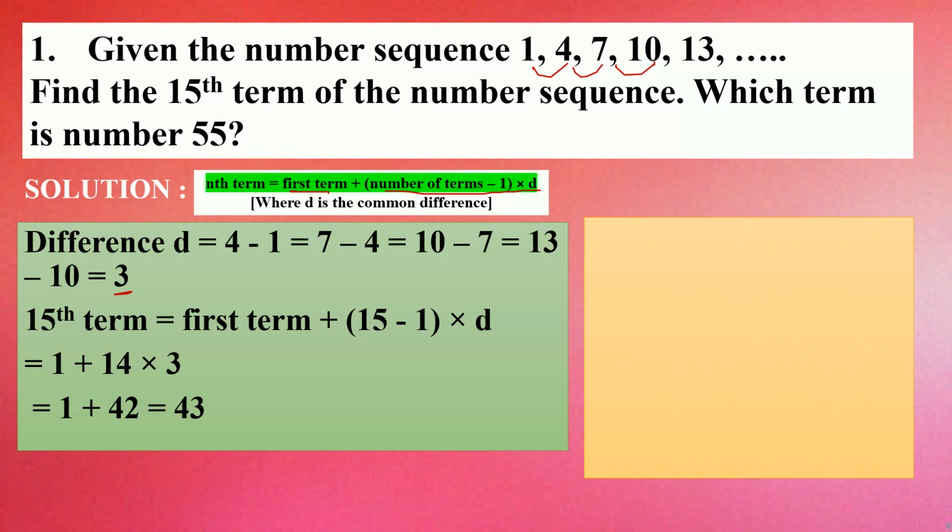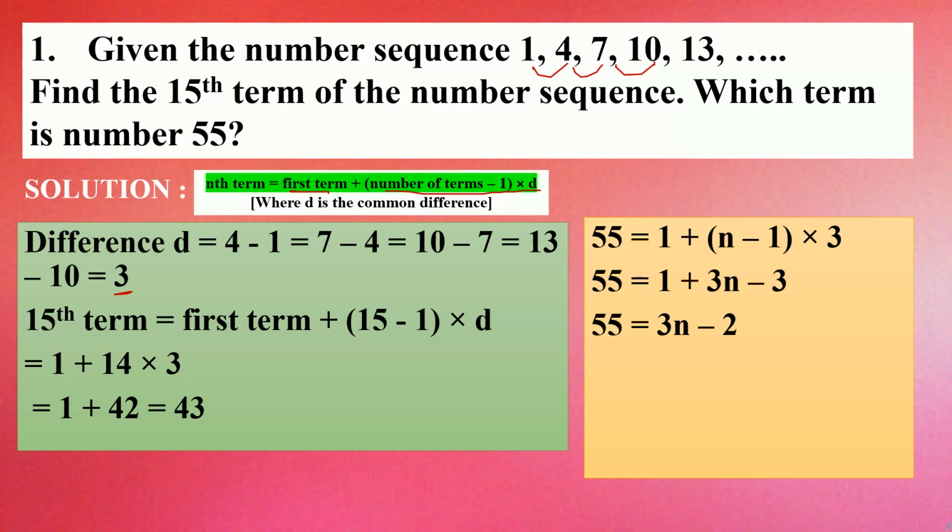Now we need to find out which term is number 55. 55 is equal to 1 plus n minus 1 into 3. So n is going to tell us the particular term of the number 55. Let's solve the equation. 55 is equal to 3n minus 2. Minus 3 plus 1, here we have minus 2. So 3n is equal to 55 plus 2, that is 57. 3n is equal to 57, so n is equal to 57 divided by 3, that is 19. So therefore 55 is the 19th term.